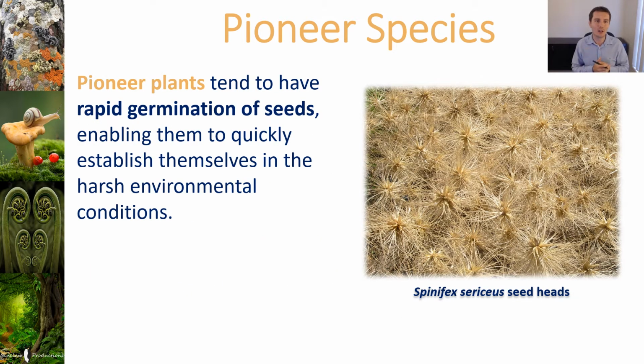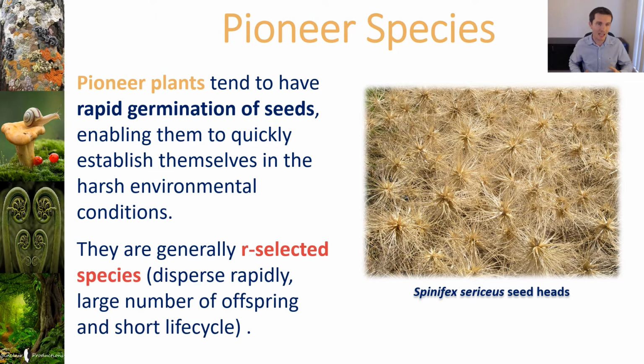So pioneer plants also tend to have rapid germination of seeds, and this enables them to quickly establish themselves in the harsh environmental conditions. So if you're a pioneer plant and you're arriving in an environment which may only have a brief period that is suitable, it might be rain, you need to develop quickly and establish yourself to ensure that you can actually take advantage of any conditions that might be most beneficial at that time. So they tend to have that rapid germination of seeds, and these seeds also tend to be blown by the wind. And you'll also find that pioneer species tend to produce a large amount of seeds, and that ties into the fact that they generally are r-selected species.